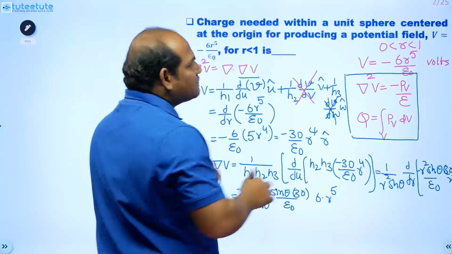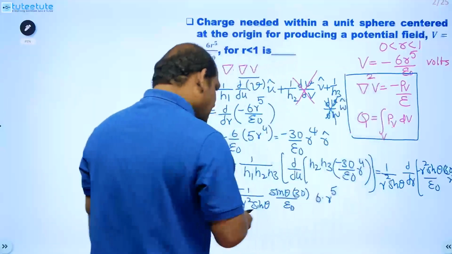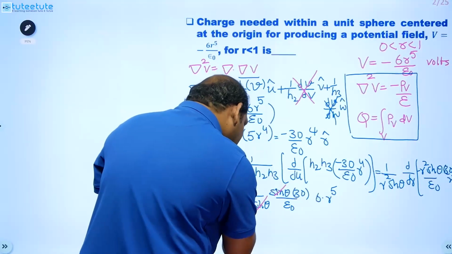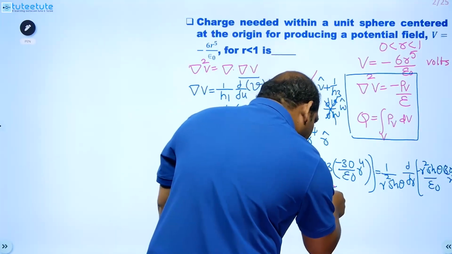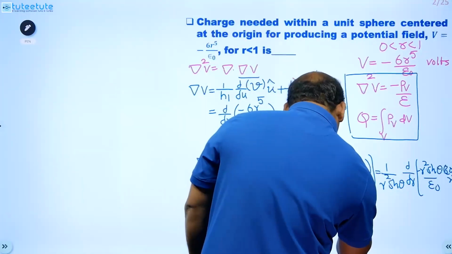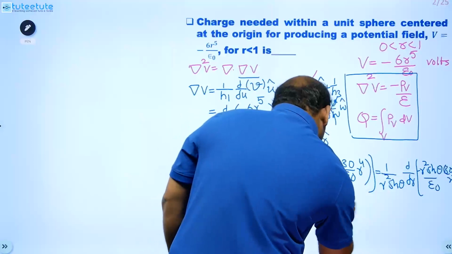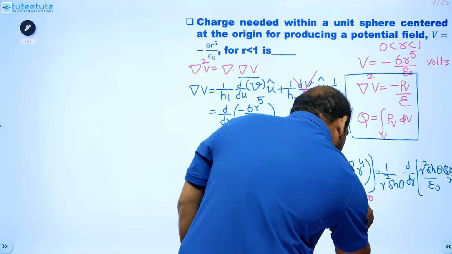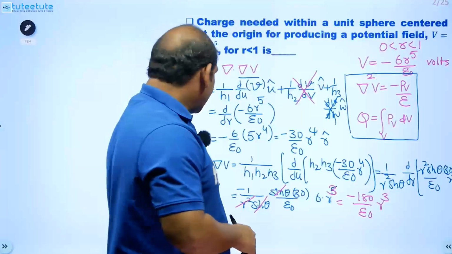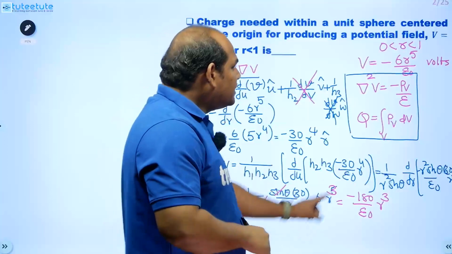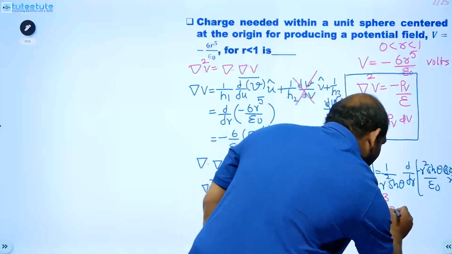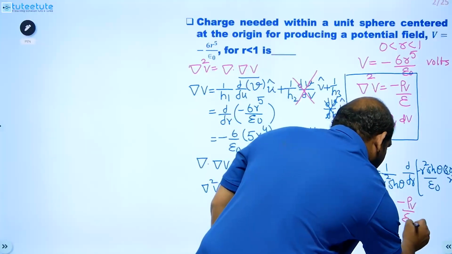So this left side part you have achieved now. Here the sin theta can be cancelled, and R square cancelled with R square, we are going to get R cube. So finally what did we get here? It is equal to minus 30 into 6 is 180 by epsilon naught into R power 3. This is del square V. Now it must be equated to minus rho V by epsilon according to Poisson's equation. So it is equal to minus rho V by epsilon or epsilon naught.